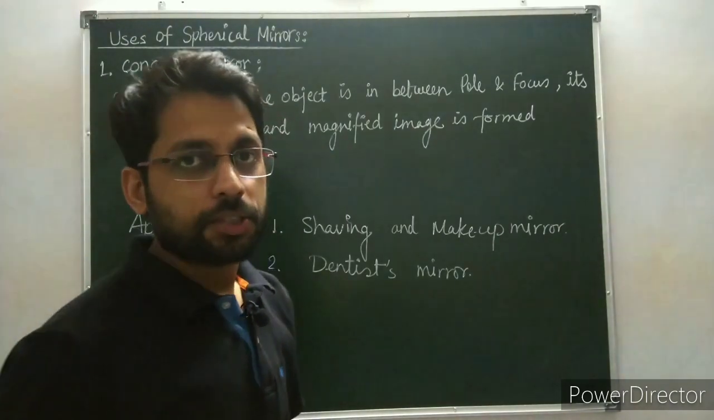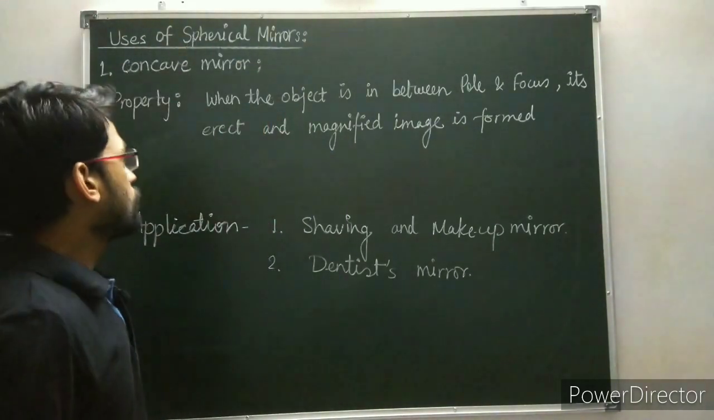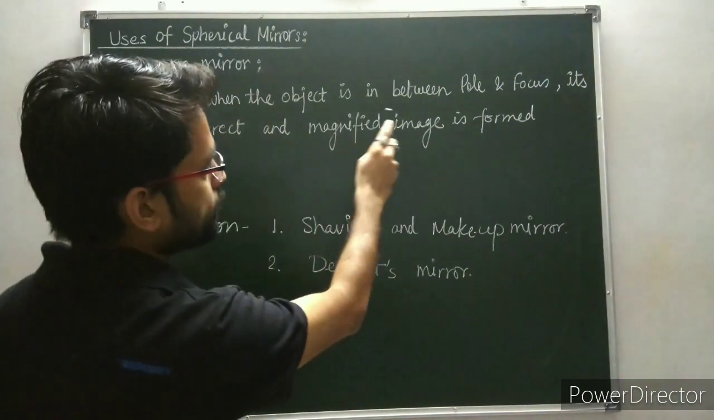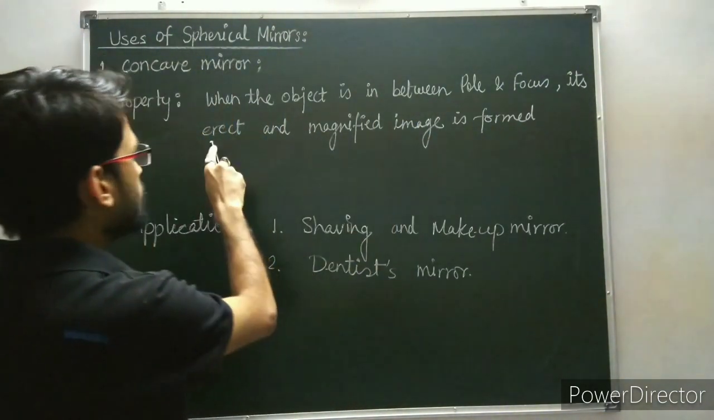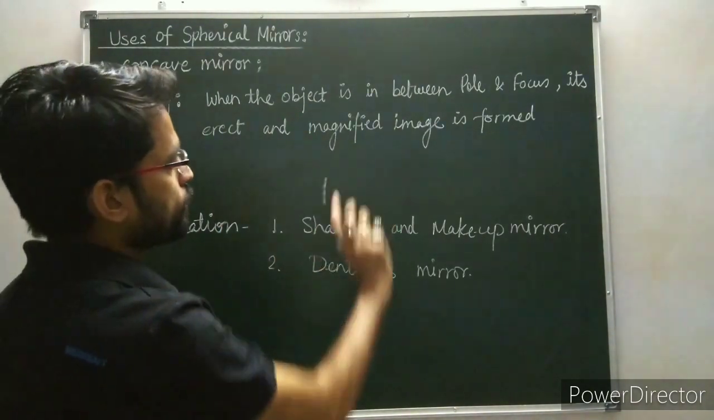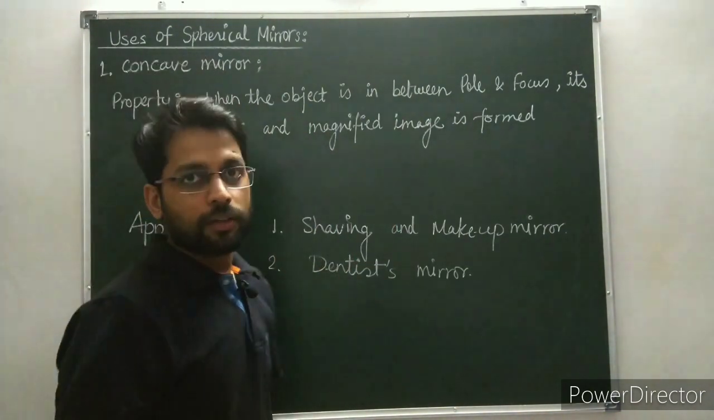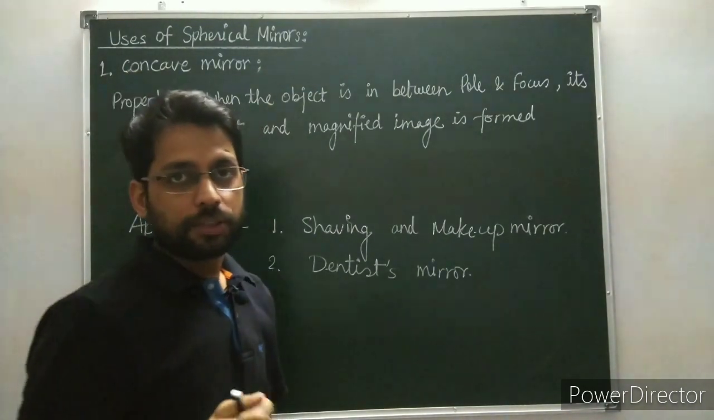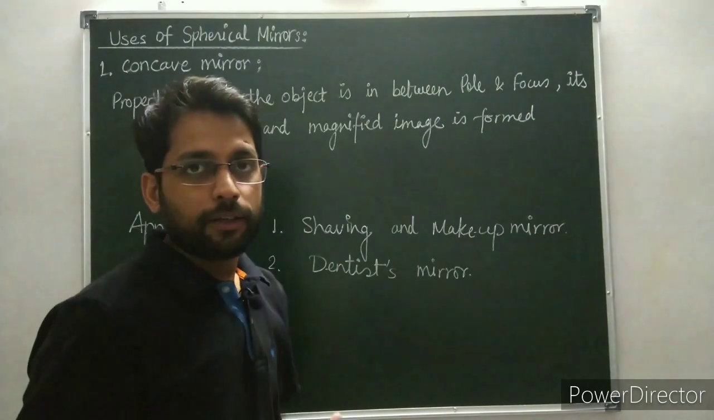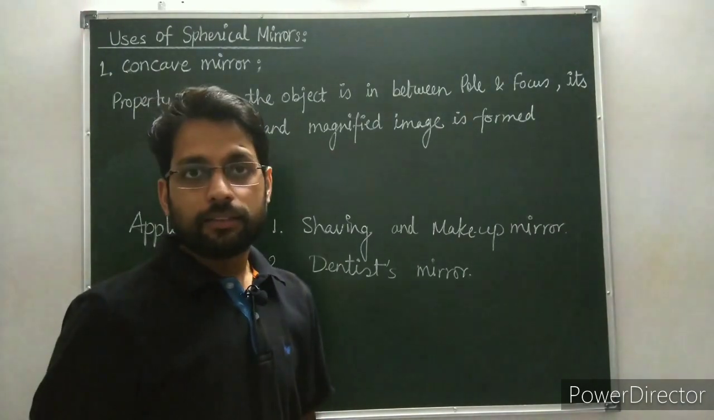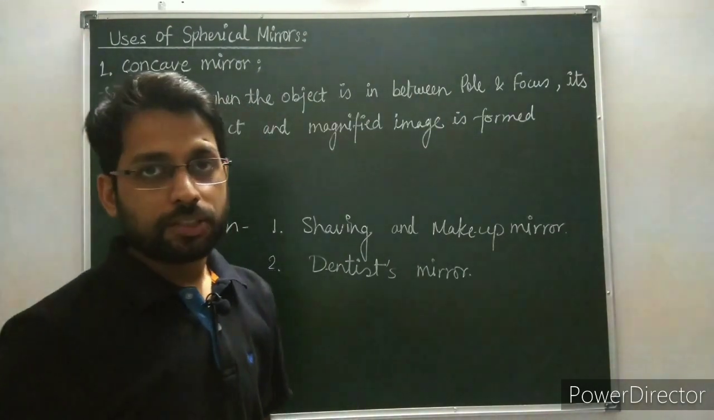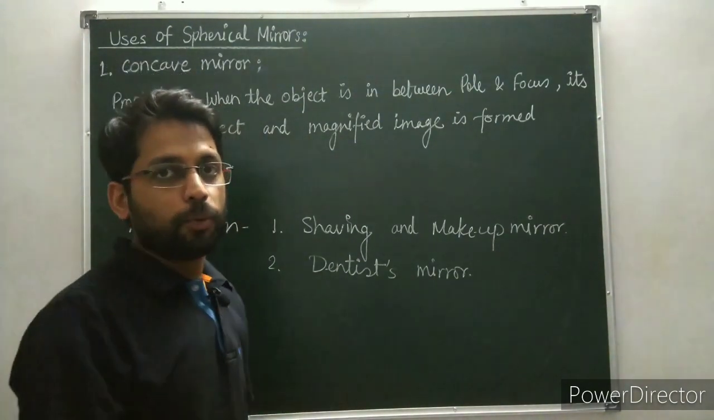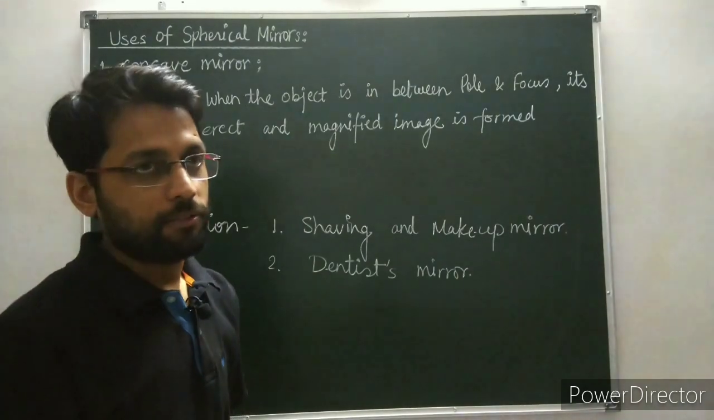Now the next application of the concave mirror is based on the property that when the object is in between pole and focus, its erect and magnified image is formed. So in the case of concave mirror, there is only one situation where we get an enlarged and erect image, that is when the object is placed in between pole and focus of the concave mirror.